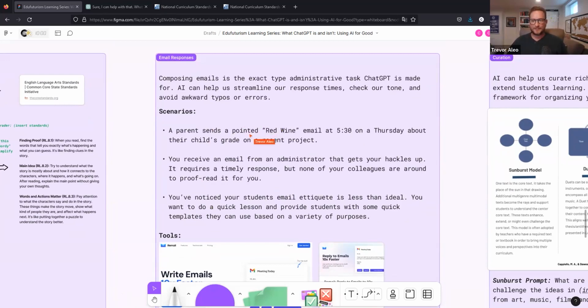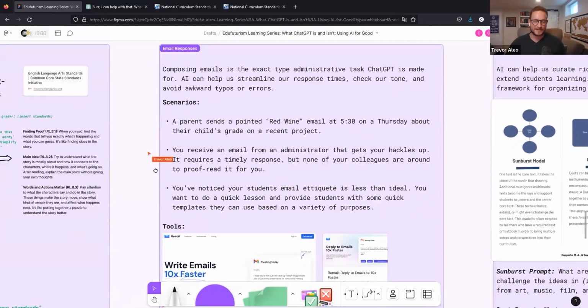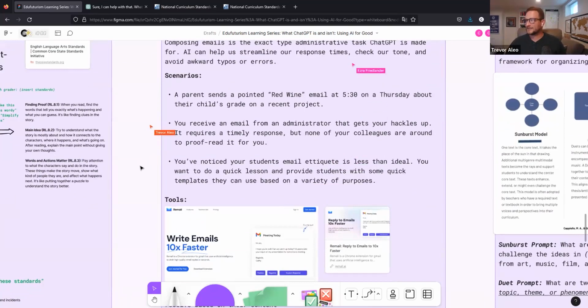Composing emails and reading emails and sorting through emails, I feel like is the sort of administrative task that every teacher sort of loathes, but has also bloated within the last few years in terms of the amount of time and effort that goes into it. And ChatGPT is a really great way to help with that process. So 3 quick scenarios that I feel like ChatGPT could be useful for when it comes to emails.